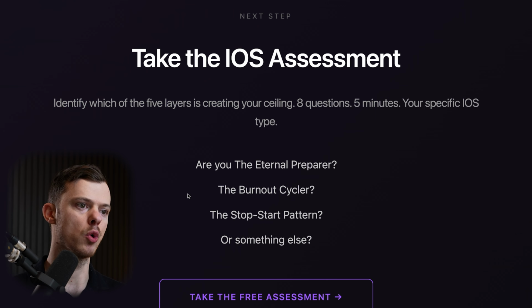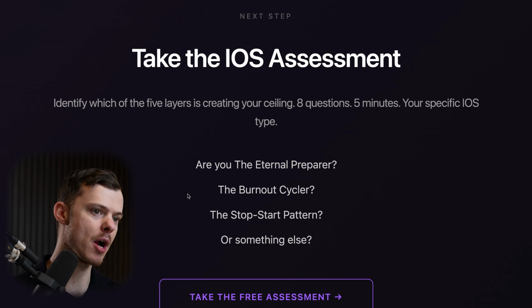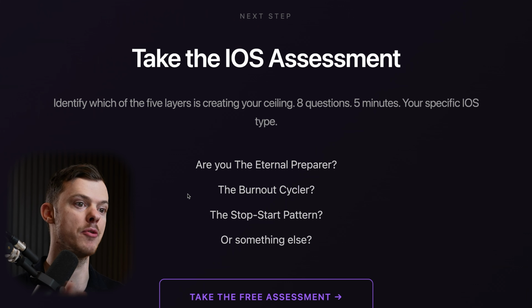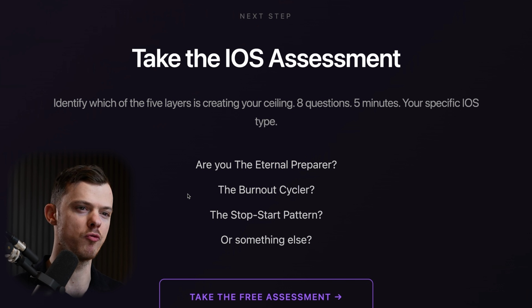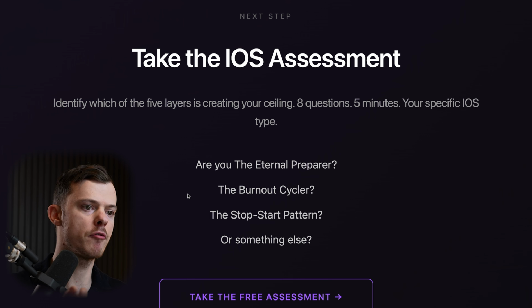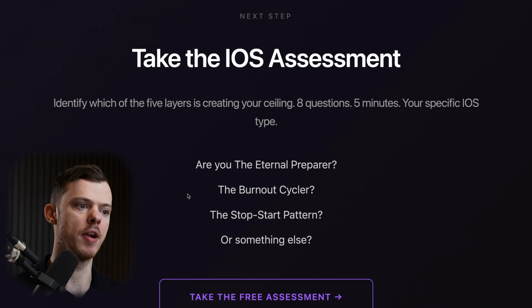But here's the thing, understanding the framework is step one. But knowing that the causal operating chain exists doesn't tell you where yours is breaking down. Knowing that installed ceiling exists doesn't tell you which one is running your system, because you may be the eternal preparer stuck in analysis paralysis, always almost ready. Or you may be the burnout cycler, spiking and crashing, unable to sustain. Or is it something else entirely? The first step is identifying your specific pattern, not the general framework, but your actual configuration. And that's what the assessment does.